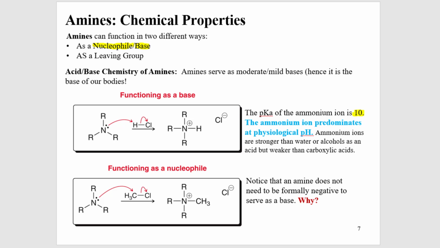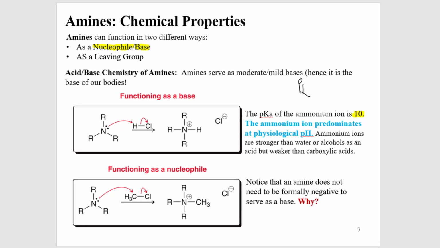Okay, and the ammonium ion is actually what predominates in physiological pH. We know that because we've seen this whenever people write an amino acid. They always write it as a zwitterion, meaning the nitrogen of the amine is always protonated. Why? Because the ammonium ion predominates at physiological pH.